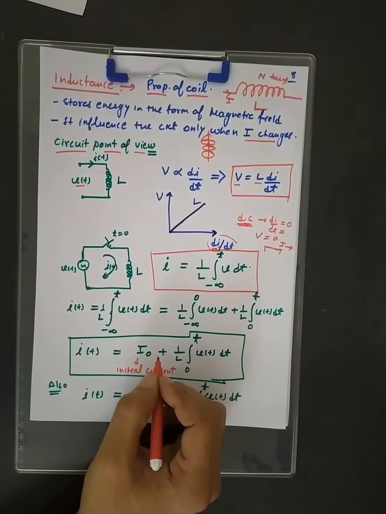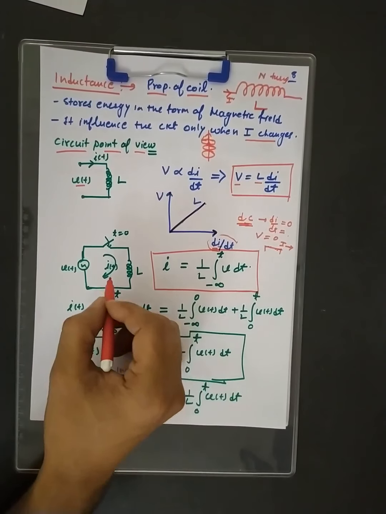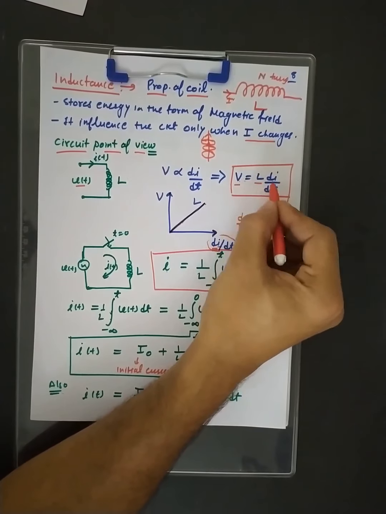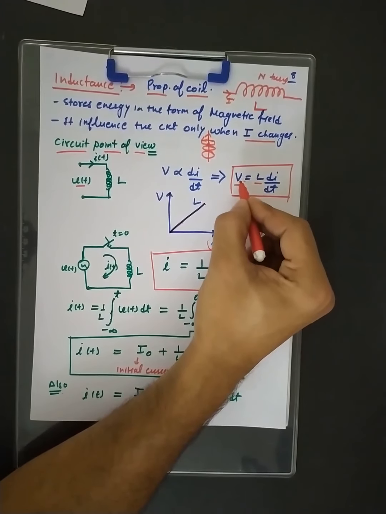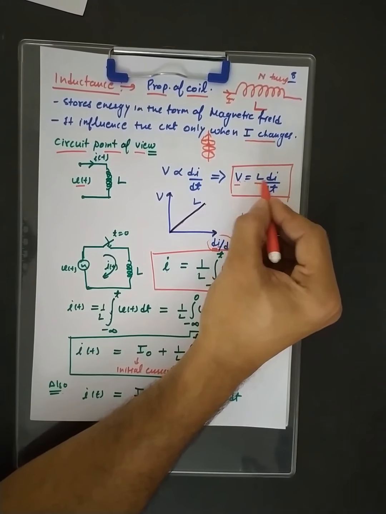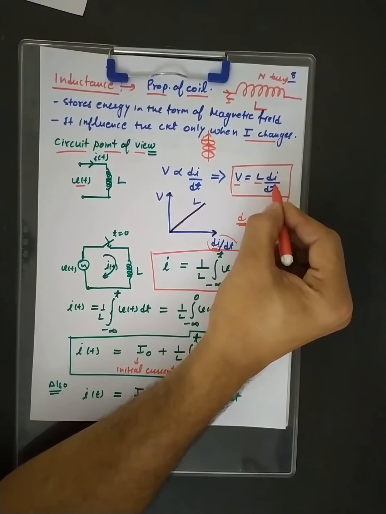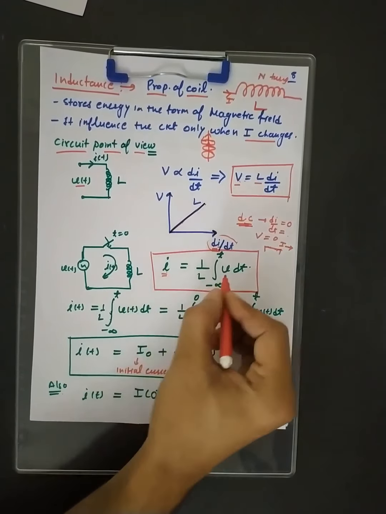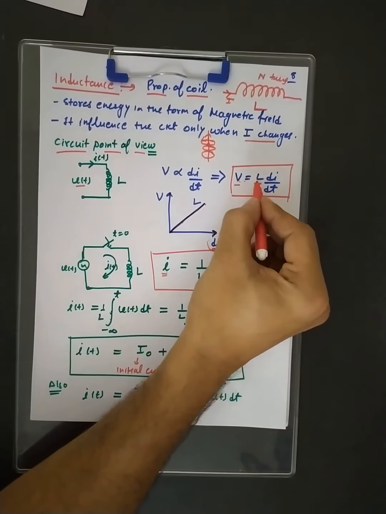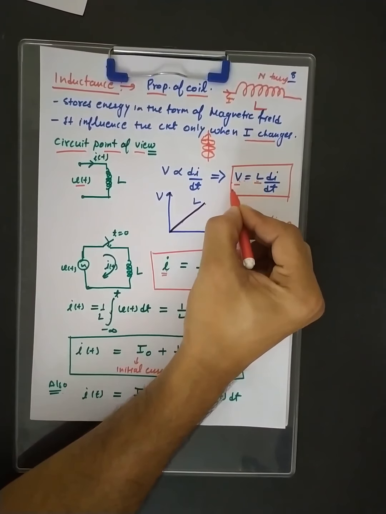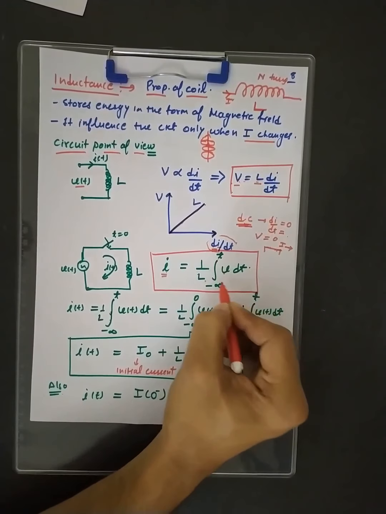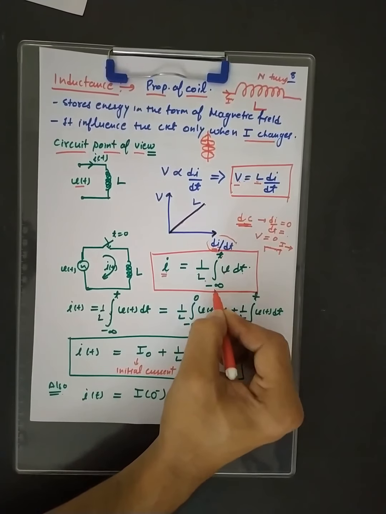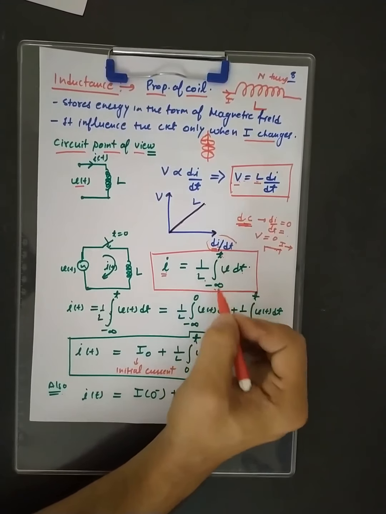So let me tell you how we can find out the current. Clear? If the voltage and current have this kind of relation, because voltage is proportional to the rate of change of current with respect to time, we can find out the current by integrating the voltage. So take L on this side, 1/L, and integrate voltage with respect to time from minus infinity to t. Always remember minus infinity to t.